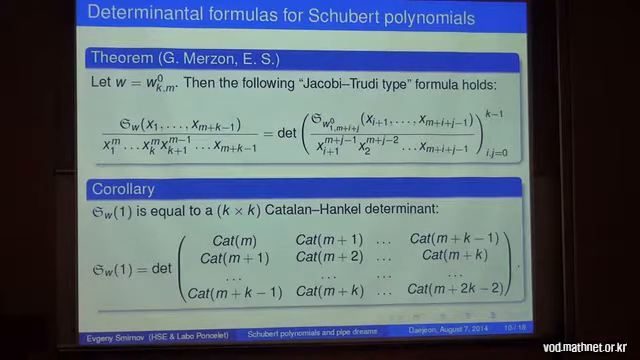Namely, you take the sequence of Catalan numbers and you put the first k numbers starting with m in the first row. Then you shift by 1 and start from m plus 1 and do the same with the second row, and so on and so on. And you get a square matrix, compute its determinant, and it counts pipe dreams for such a permutation.